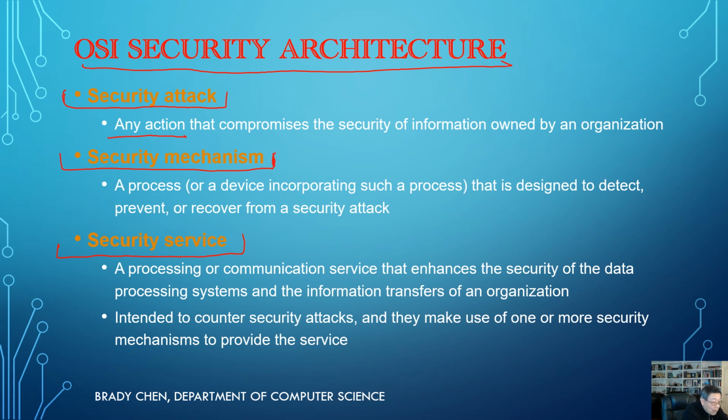Okay. So then OSI security architecture also defines the security services. So service is a processing or communication service that enhances the security of the data processing systems and the information transfers of the organization. Okay. Now the security services are intended to counter security attacks. So they make use of one or more security mechanisms to provide these services. Okay, so that's the OSI security architecture.